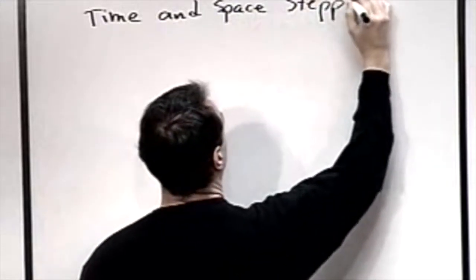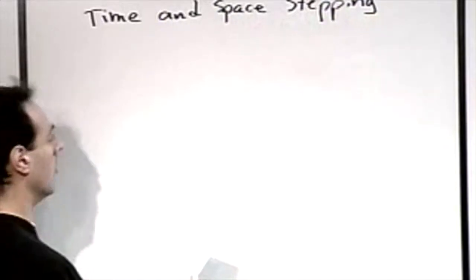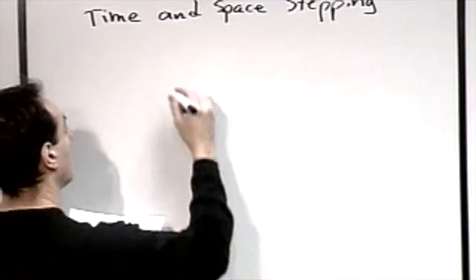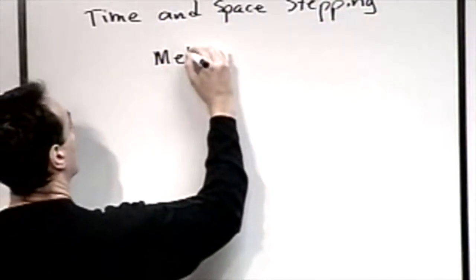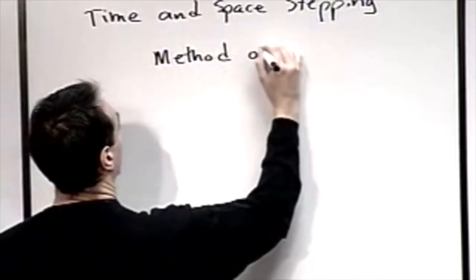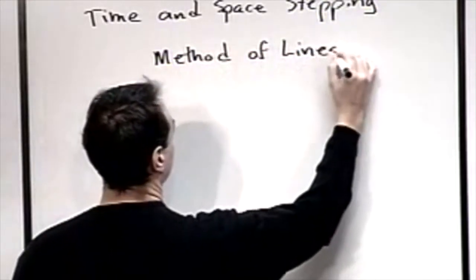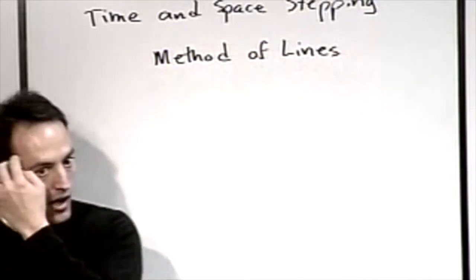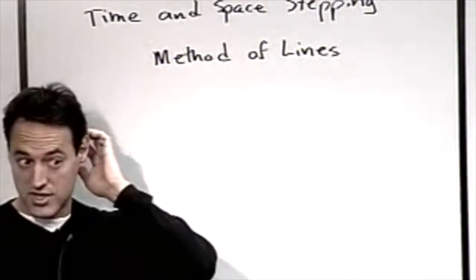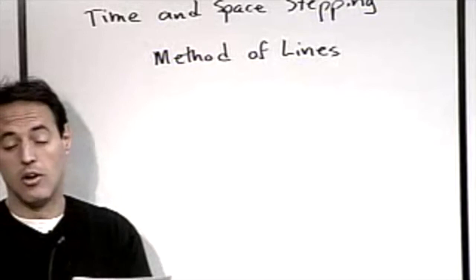Okay, so this is going to be the start of a bigger general theory. In particular, what we're going to talk about is what's referred to as a method of lines. Okay, and you'll see where this name comes from as we move on in the lecture.